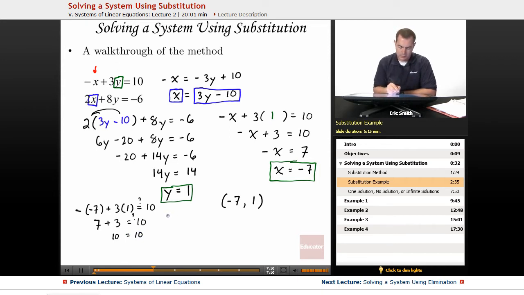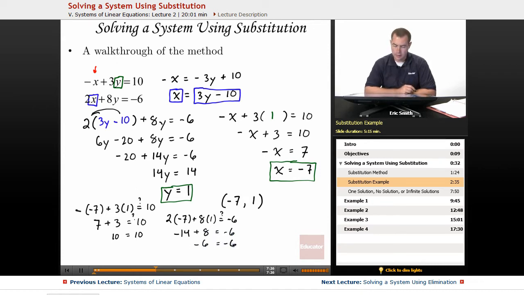All right, now let's do the same with the second one. 2 times negative 7 plus 8 times 1. Is that equal to negative 6? Well, let's find out. So negative 14 plus 8. Sure enough, negative 6 is equal to negative 6, so it checks out in both equations, and I know that negative 7, 1 is my solution. So there is a lot of substitution, of course, in the substitution method, but it's not as bad as you'd think, and you do have some choices on what you solve for and where it goes.